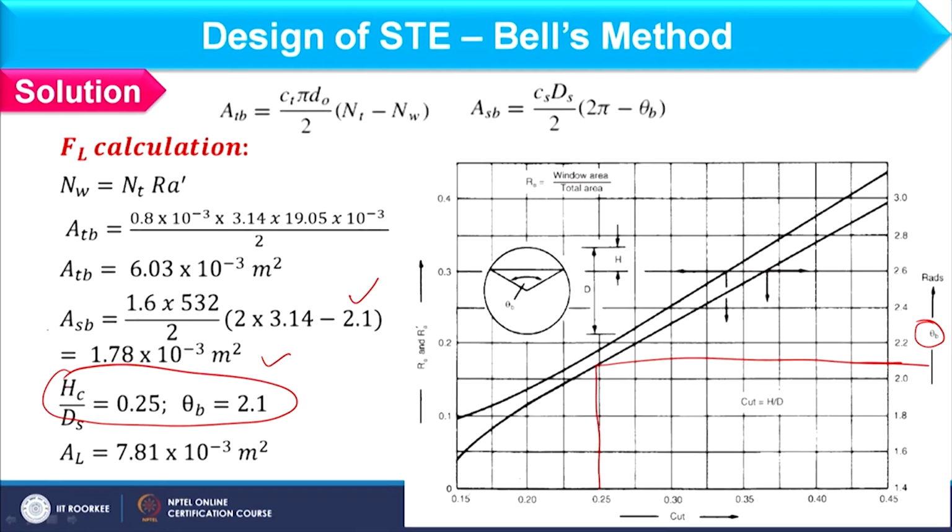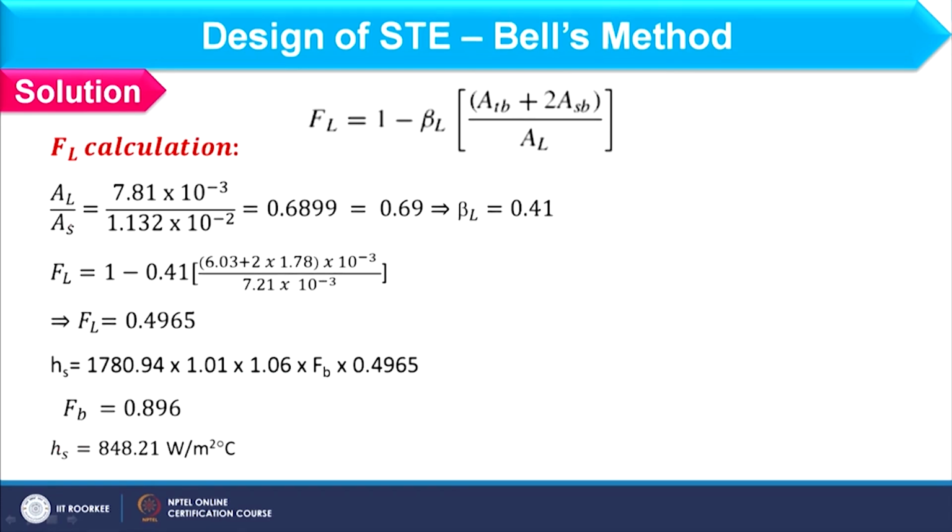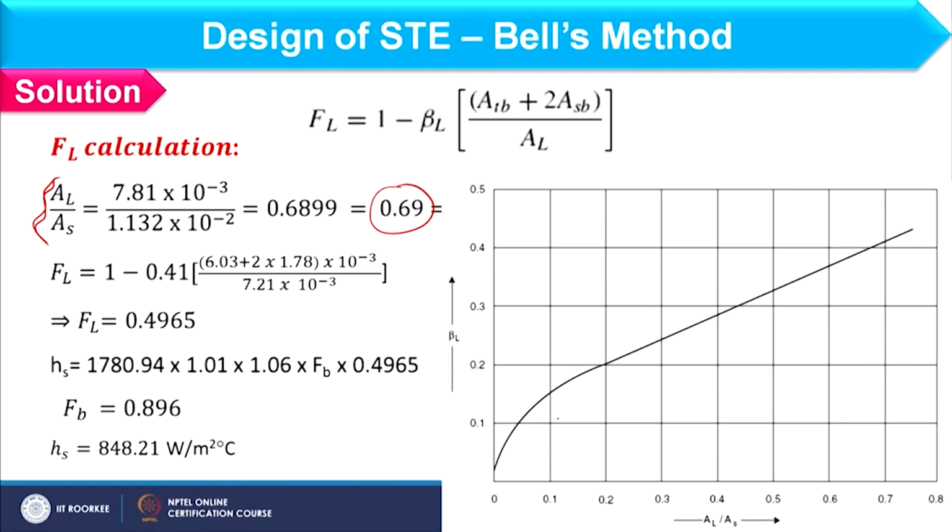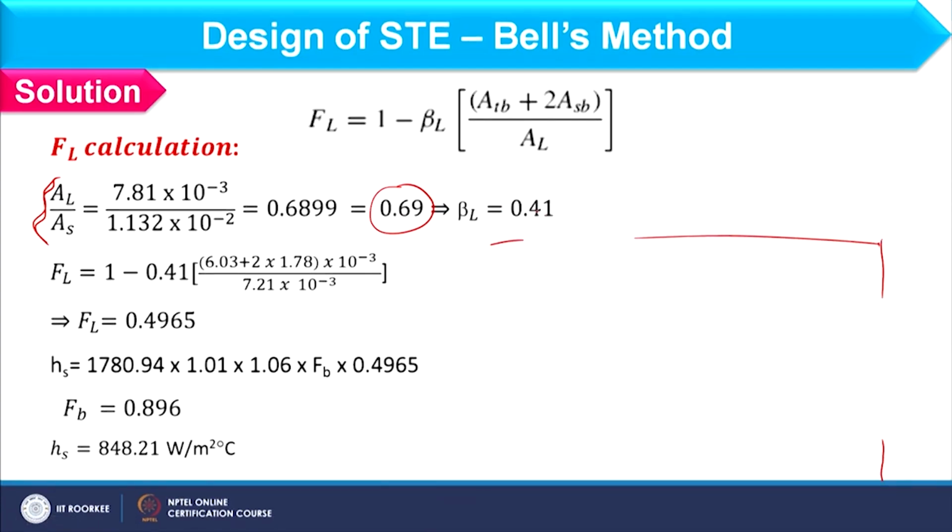So, considering all these values you can find out AL, and further you can find AL by D, and further AL by AS, and the value should come as 0.69, okay. Depending upon that you can find the value of beta L from this graph. So, 0.69 will lie somewhere here, and if you see, this value should come as 0.41, right. Considering all these values you can find the FL value, which is coming as 4965.